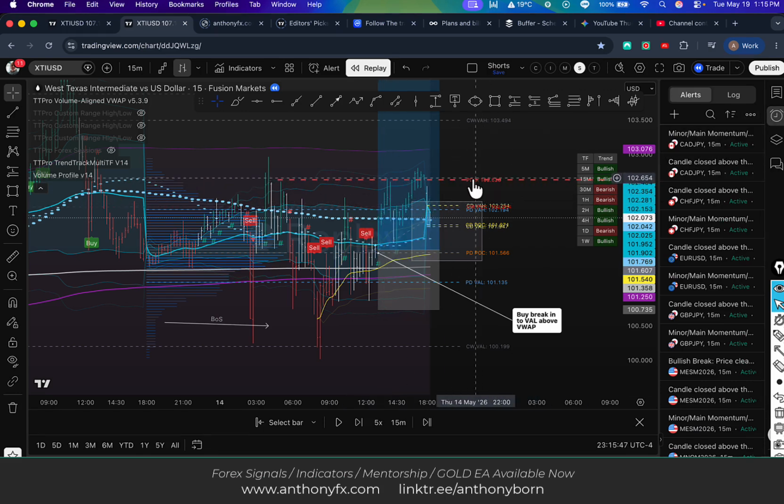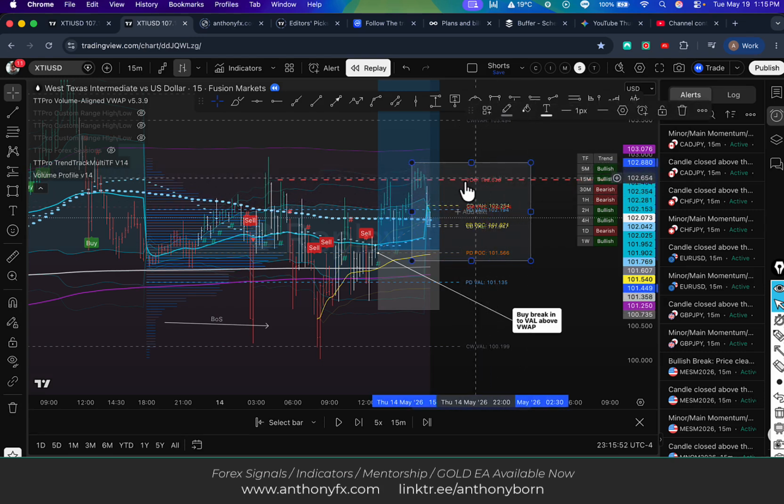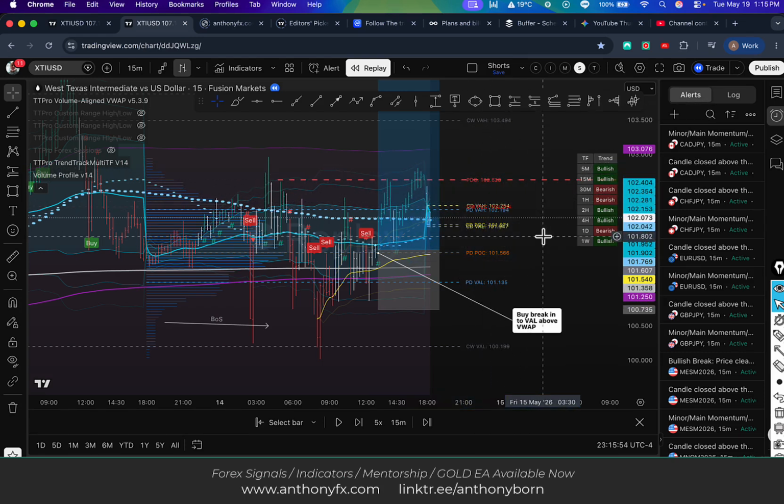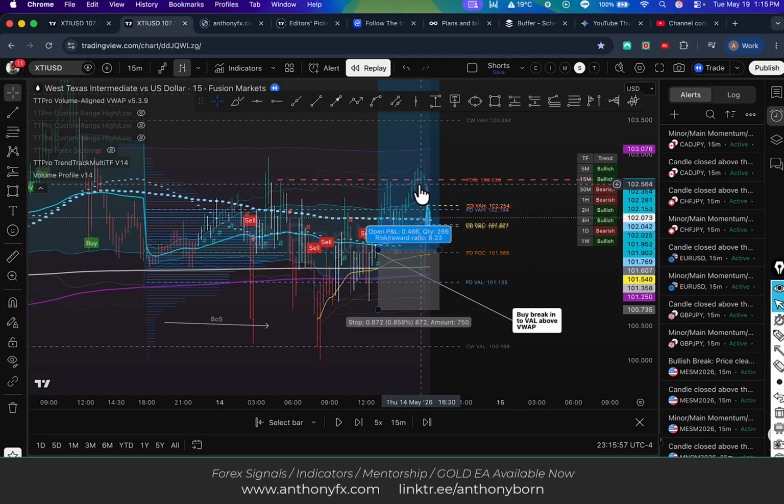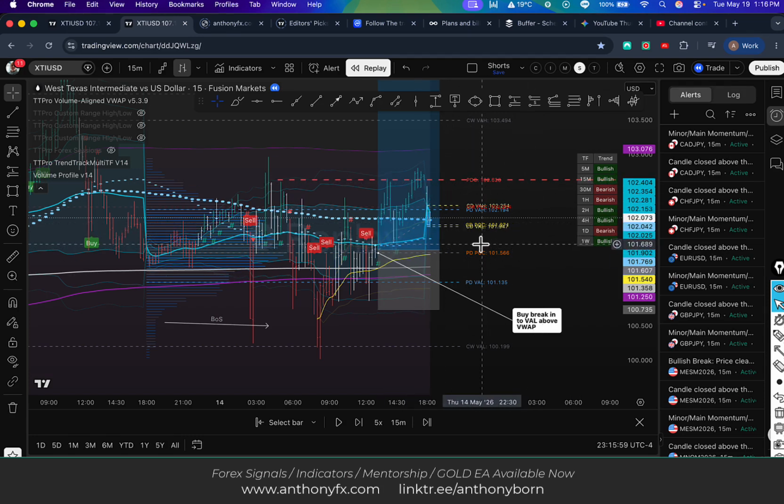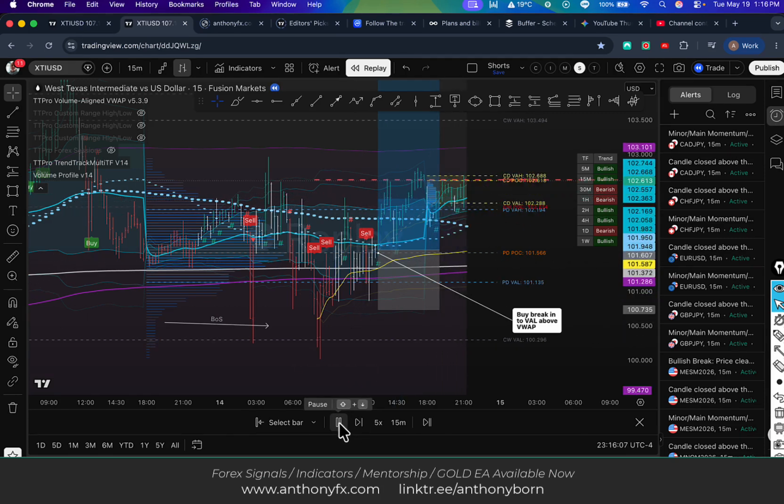See this red line? That's the previous day close. So let's just include that in the volume profile cluster. So we've got an alert for the breakout of the volume profile cluster and an alert for the breakout of the VWAP. You've got 2 alerts. It's as simple as that. Let's just run it and have a look and see what happens here.